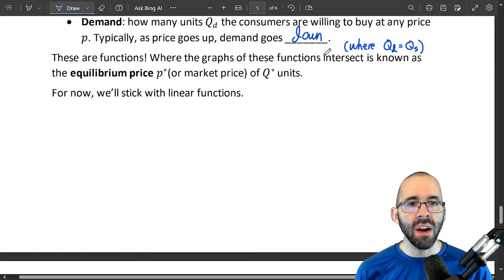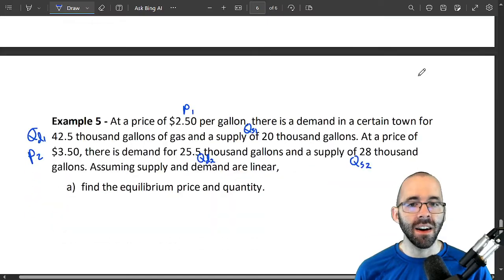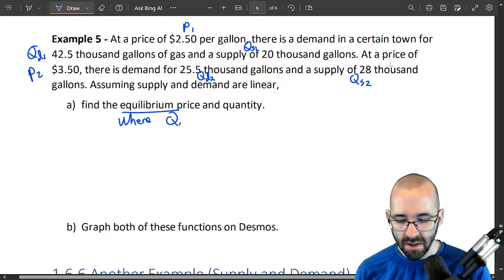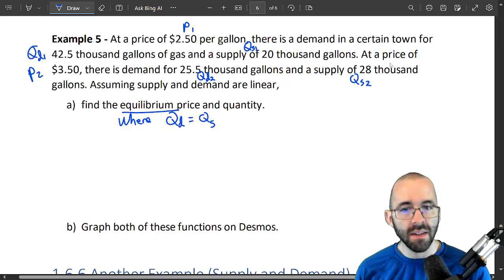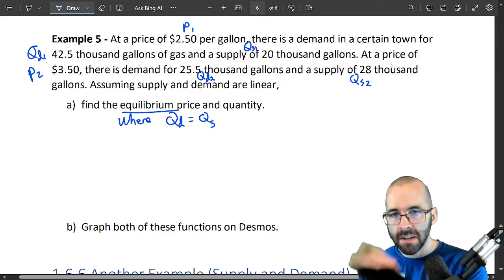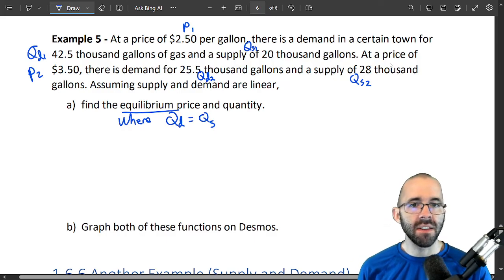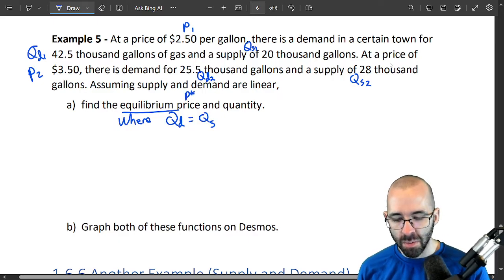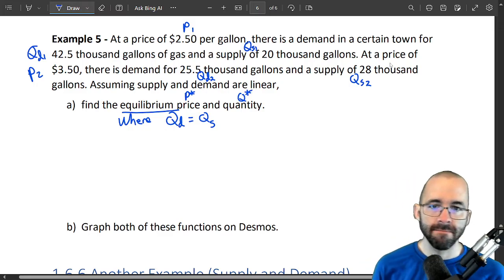Equilibrium price is where these functions intersect. So that's going to be where the demand is equal to the supply. And that'll let us find the P and the Q: the P star, equilibrium price, and the demand at that one, we'll call that Q star.